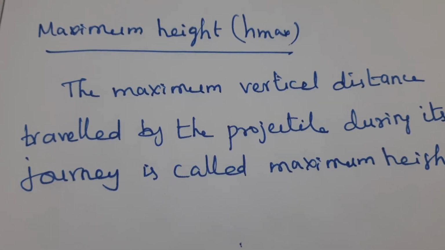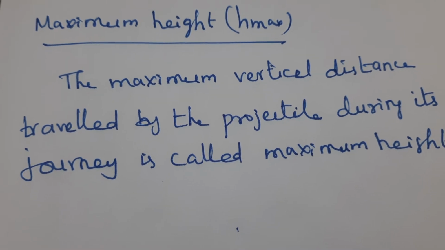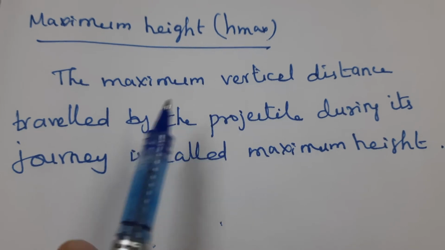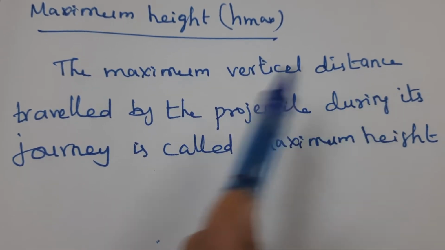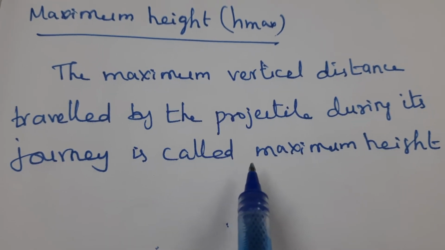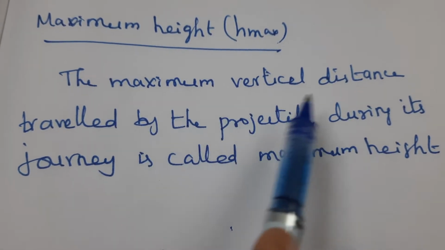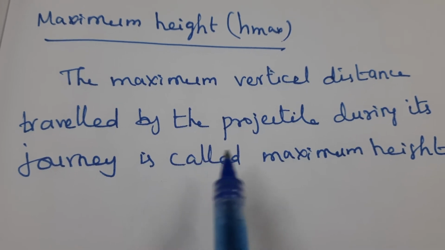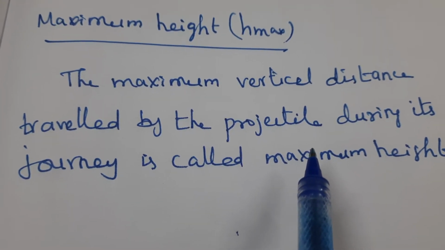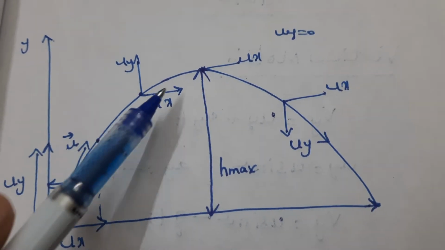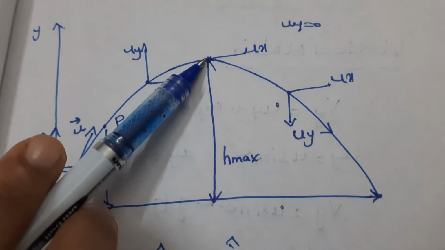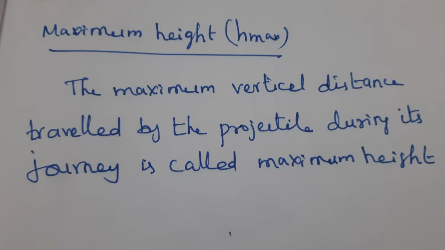The next one, maximum height. What is the maximum height? The maximum vertical distance travelled by the projectile during its journey is called maximum height. In this picture, this is the maximum height, maximum vertical distance, h max.